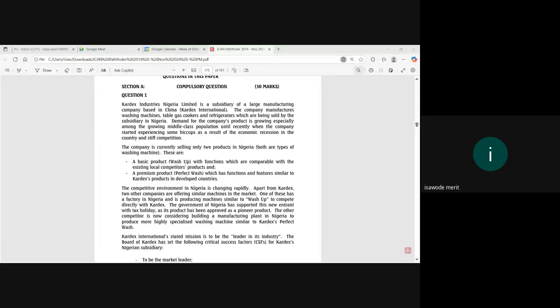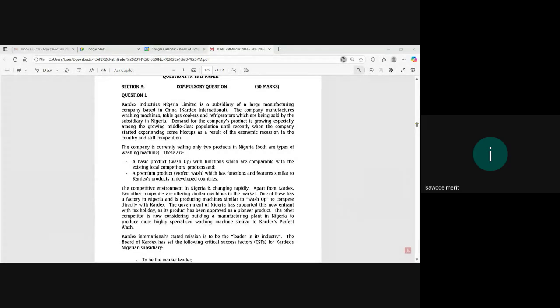One of these has a factory in Nigeria and is producing machines similar to Wash Up to compete directly with Cades. The government of Nigeria has supported this new entrant with a tax holiday, as its product has been approved as a pioneer product. The other competitor is now considering building a manufacturing plant in Nigeria to produce more highly specialized washing machines similar to Cades Perfect Wash.